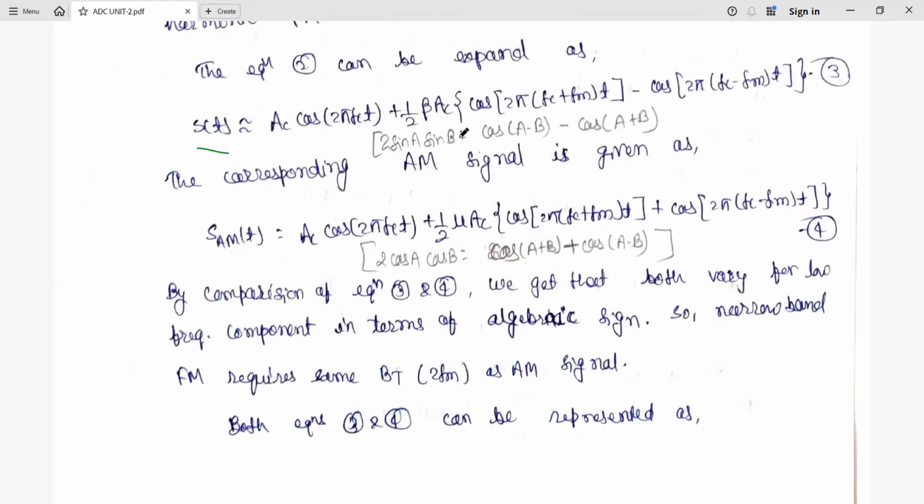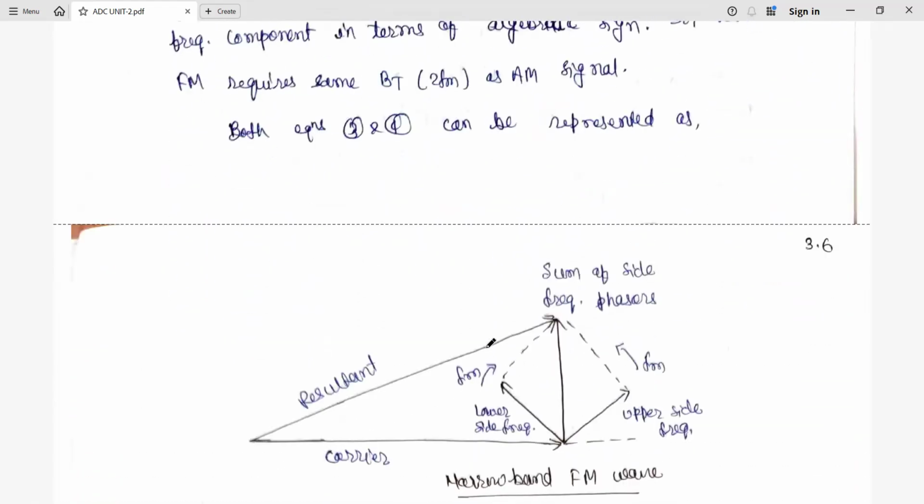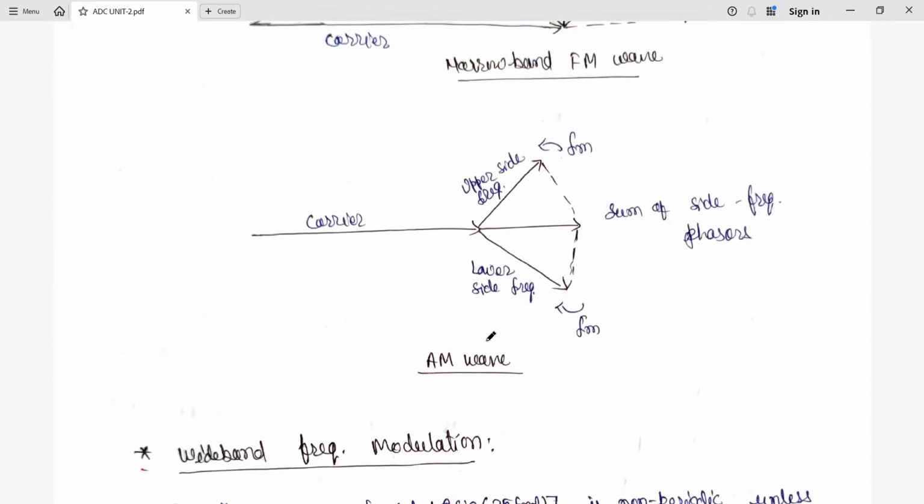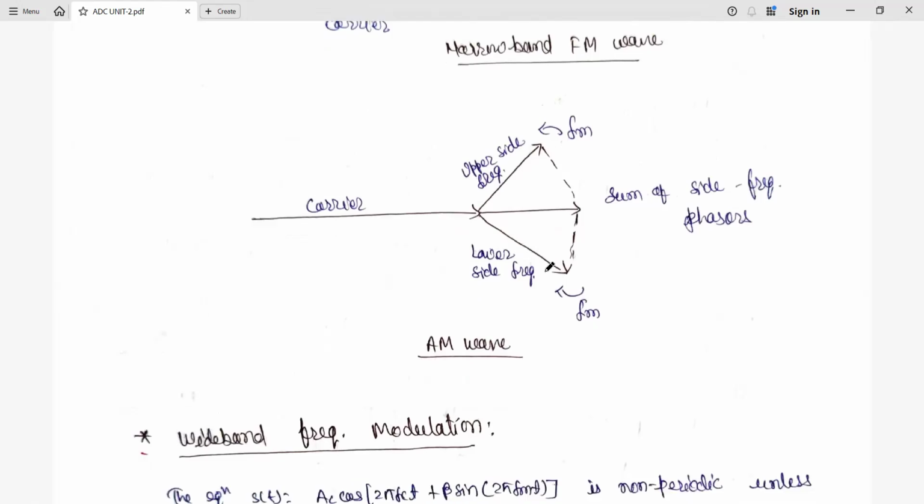We have sine A sine B, which is written in the form of cos(A minus B) minus cos(A plus B). So that formula is applied here. A is 2 pi fc and 2 pi fm is B here. Similarly, we have the AM modulated wave signal, so both are compared here. Sometimes they ask to compare AM and FM. So this is how we represent the narrowband FM, and this is how we represent the AM wave, with the help of upper sideband and lower sideband.